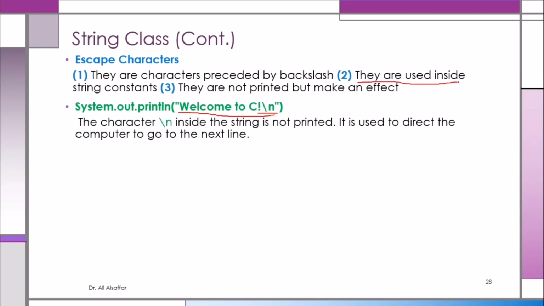So they are characters preceded by backslash. They are used inside string constants. So this is a string constant. We use escape characters inside string constants. When we have a string constant we can use these characters inside. They do a certain thing. They are not displayed on the screen, but they take an effect, or they leave an effect. So this backslash n, now it is explained here.